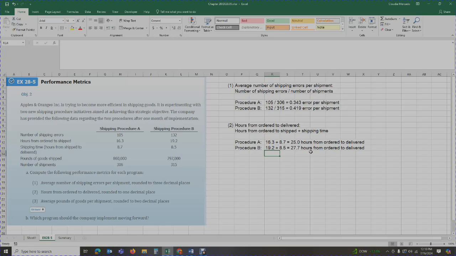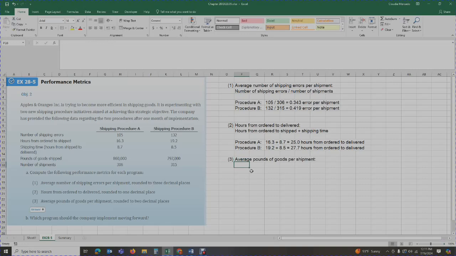We want efficiency. We want to be able to send the customer the goods as fast as possible so they can receive it as soon as they can. So that is metric number 2. Metric number 3 is average pounds of goods per shipment, rounded to 2 decimal places. Average pounds of goods per shipment.